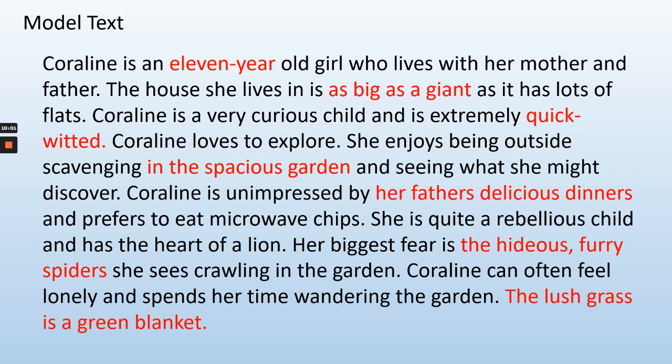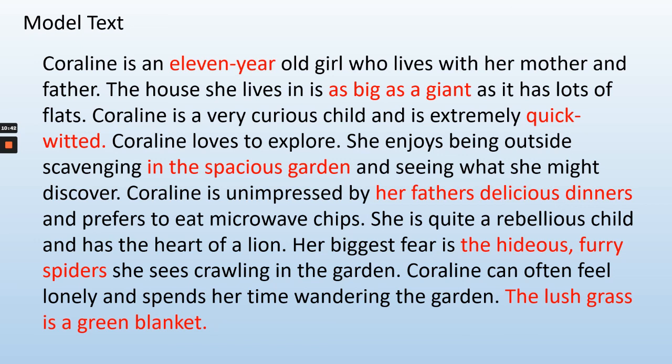If we have a look here, we have the model text that you could use to help you. Coraline is an 11-year-old girl who lives with her mother and father. The house she lives in is as big as a giant as it has lots of flats. Coraline is a very curious child and is extremely quick-witted. Coraline loves to explore. She enjoys being outside, scavenging in the spacious garden and seeing what she might discover. Coraline is unimpressed by her father's delicious dinners and prefers to eat microwave chips. She's quite a rebellious child and has the heart of a lion. Her biggest fear is the hideous furry spiders she sees crawling in the garden. Coraline can often feel lonely and spends her time wandering the garden. The lush grass is a green blanket.